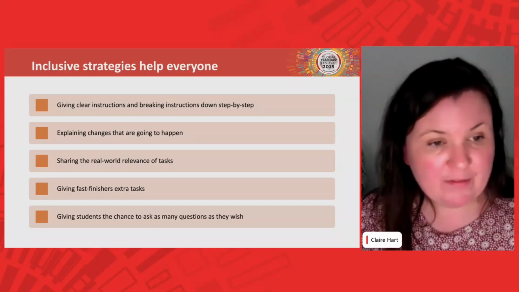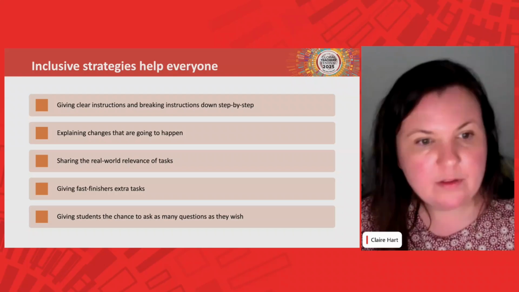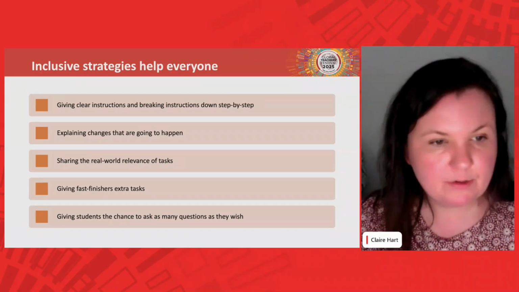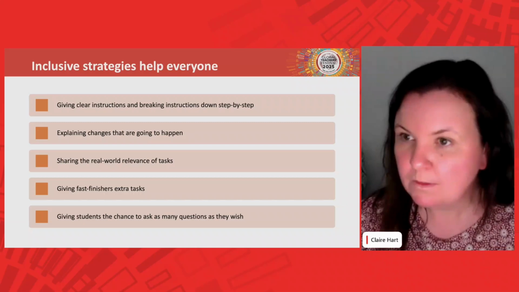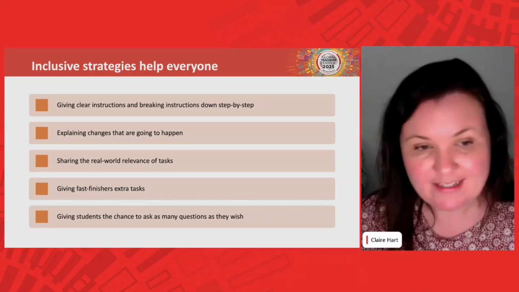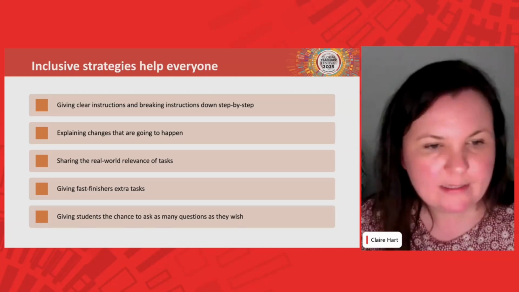Autistic people also have a need for being made aware of the real world relevance of the tasks they're asked to do. This increases their motivation. But of course, this is also helpful for every student to know, how could you use this language? Why are we learning this?